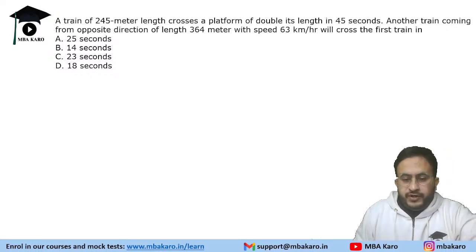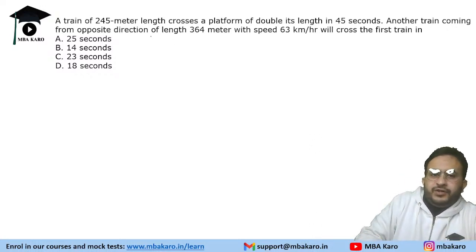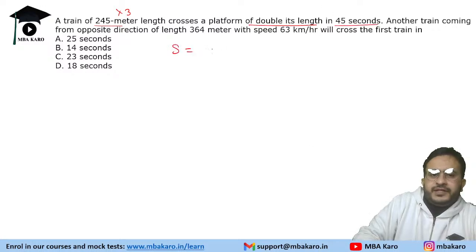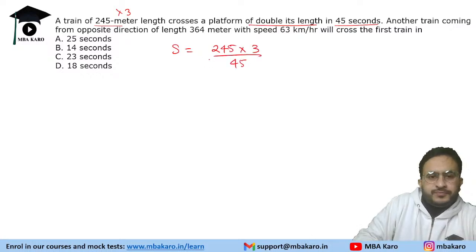So there is a 245-meter length train. It crosses, so the distance is 245, double its length. That means 245 into 3 is the distance. Time is 45 seconds. So the speed of the train is 245 into 3 by 45.